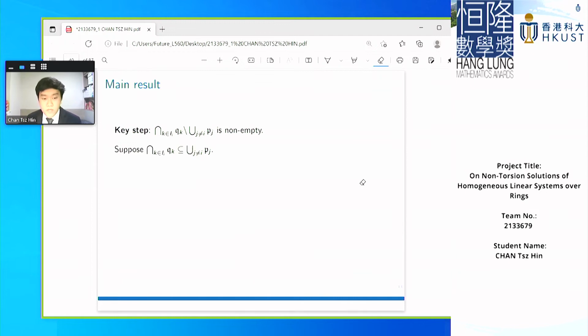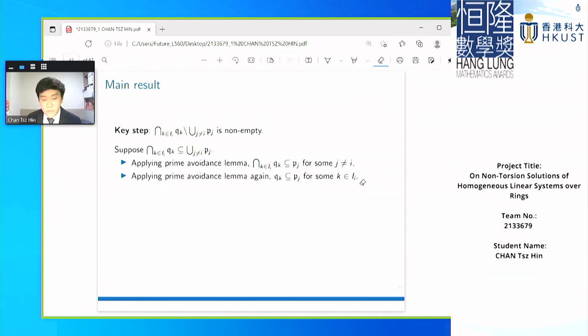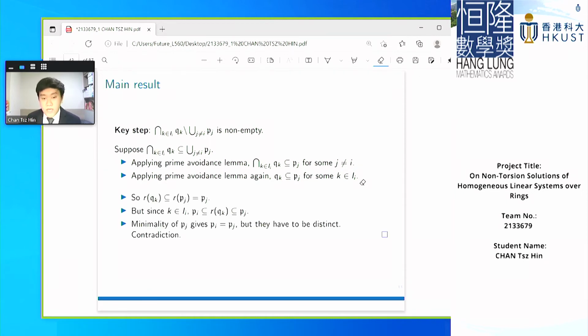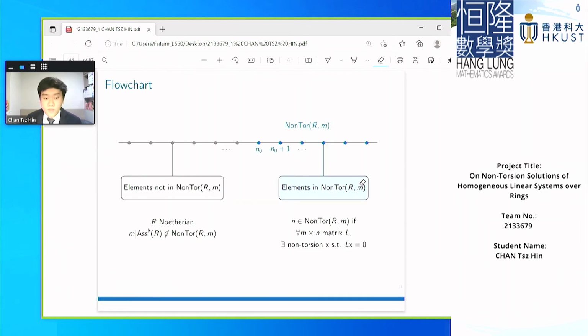So suppose that one of the sets is empty for some i. Then, applying the prime avoidance lemma twice, Qk would be a subset of Pj for some k and j. And this would be a contradiction to the minimality of Pj. This concludes the first section of our paper.